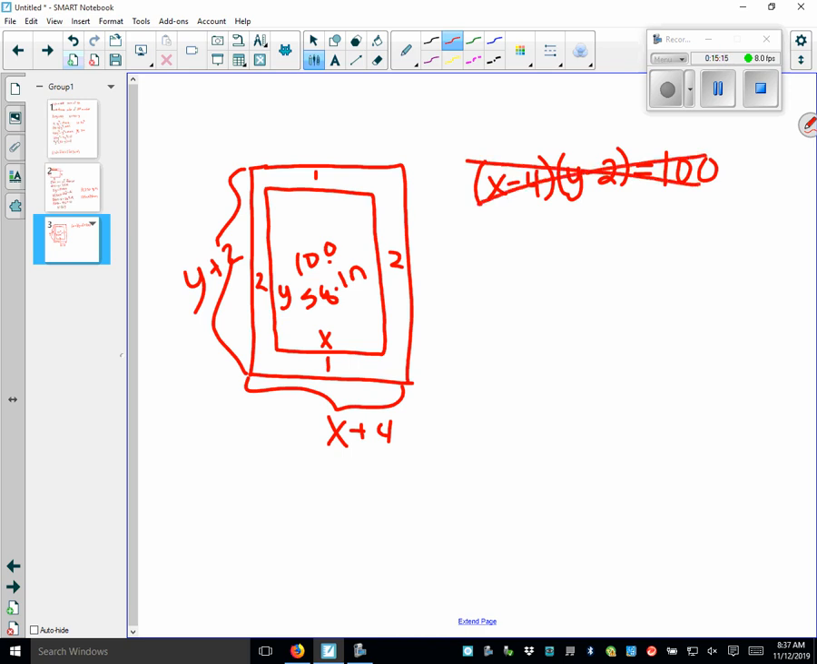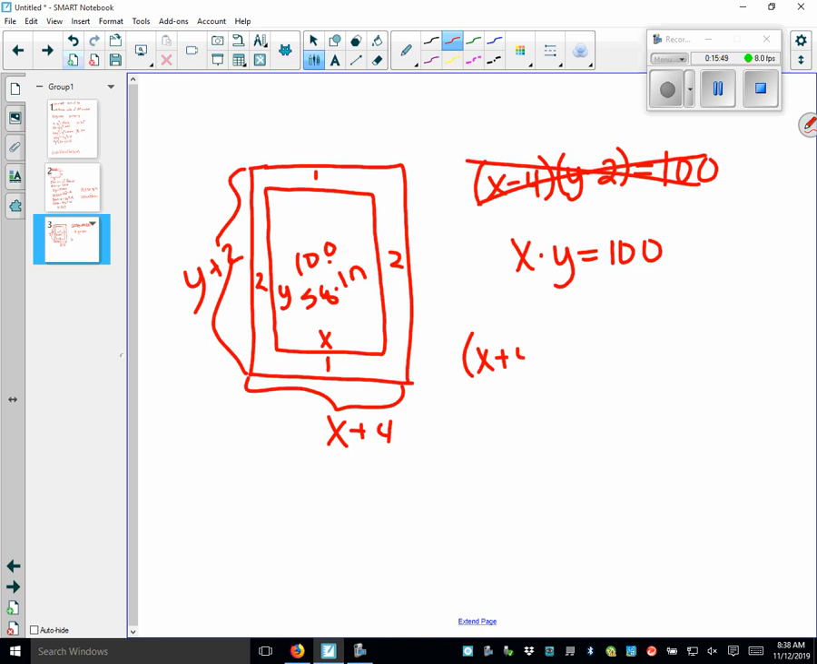So, can I now say that X times Y equals 100? Do you agree? Okay. Do you agree with that? Yeah. So what is the area of my outside piece?